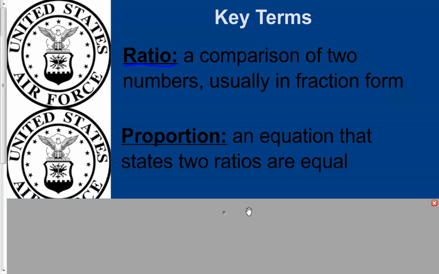A proportion is an equation that states 2 ratios are equal. So if you said that 21 over 6 is equal to something over something, that would be a proportion. So it kind of looks like this. We have A over B is equal to C over D. That's a proportion. Might look familiar. We're going to use them with numbers as well.